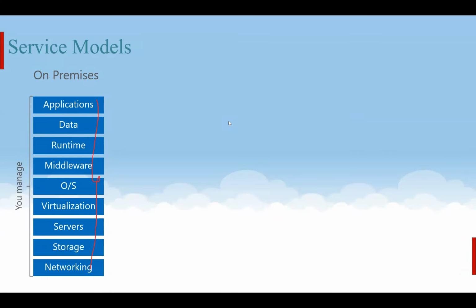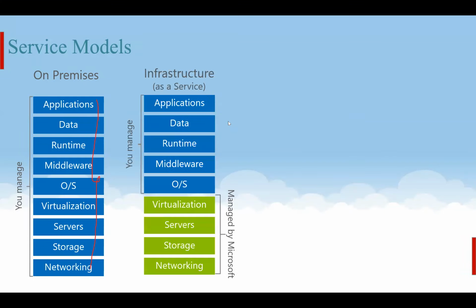But when you go for IaaS, infrastructure as a service, virtualization, server, storage, and network will be managed and maintained by your cloud provider. And OS, middleware, runtime, data, and application are controlled by us. What operating system do we want? If you want to integrate something, you use middleware.